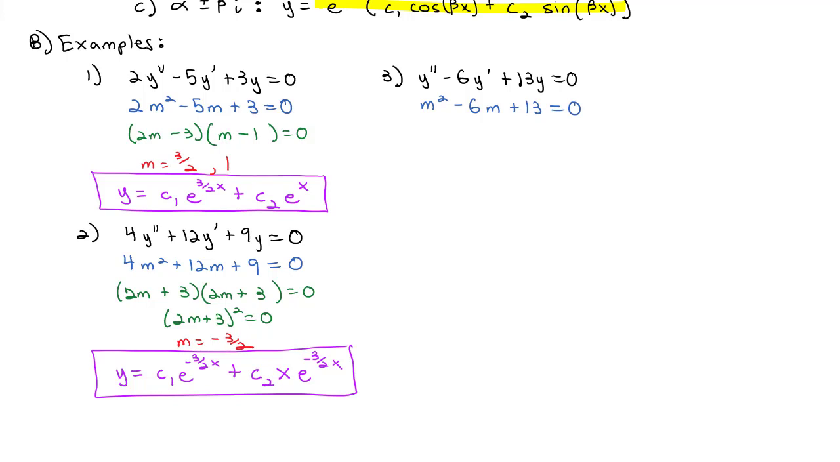This one does not factor nicely, so I'm going to complete the square on it. You could also use the quadratic formula if you wanted to, but completing the square is not bad because the middle term is even. I'm going to subtract 13 from both sides, and then to figure out how to complete the square, I take that middle term of negative 6, divide by 2, and square it. That's going to be 9. So I'm going to add 9 to both sides so that it factors to m minus 3 squared equals negative 4.